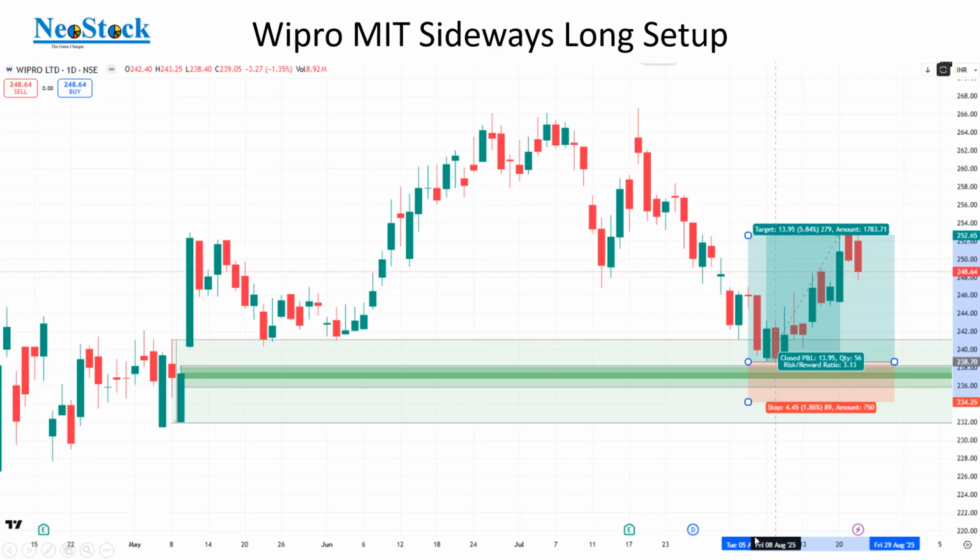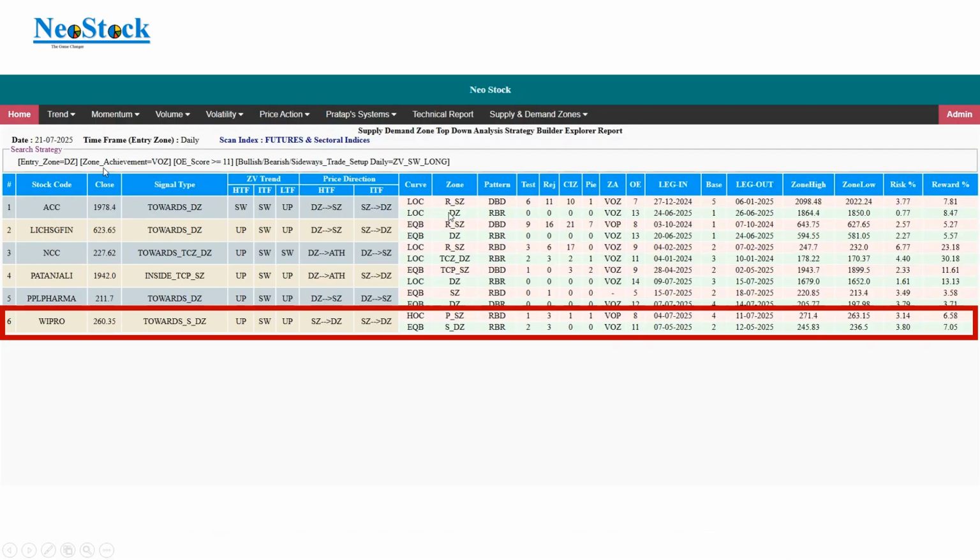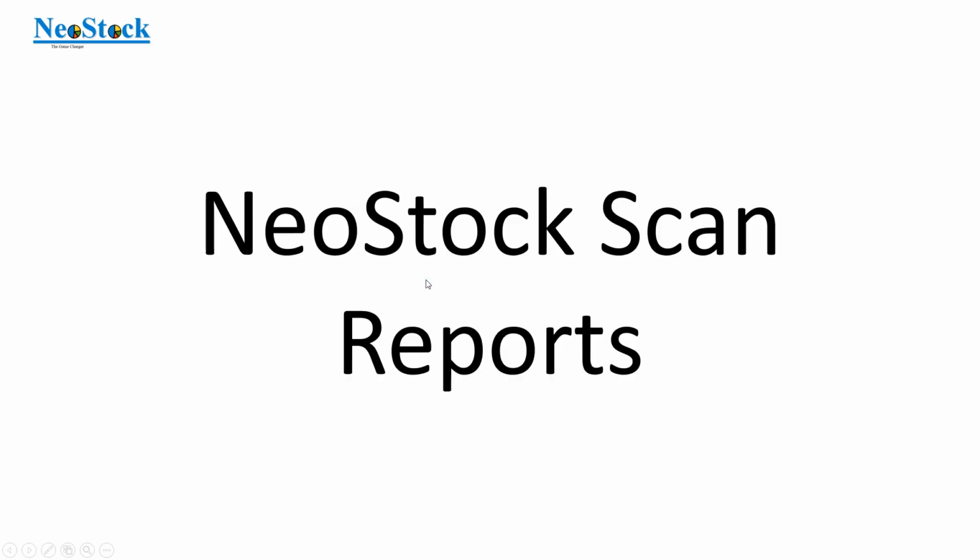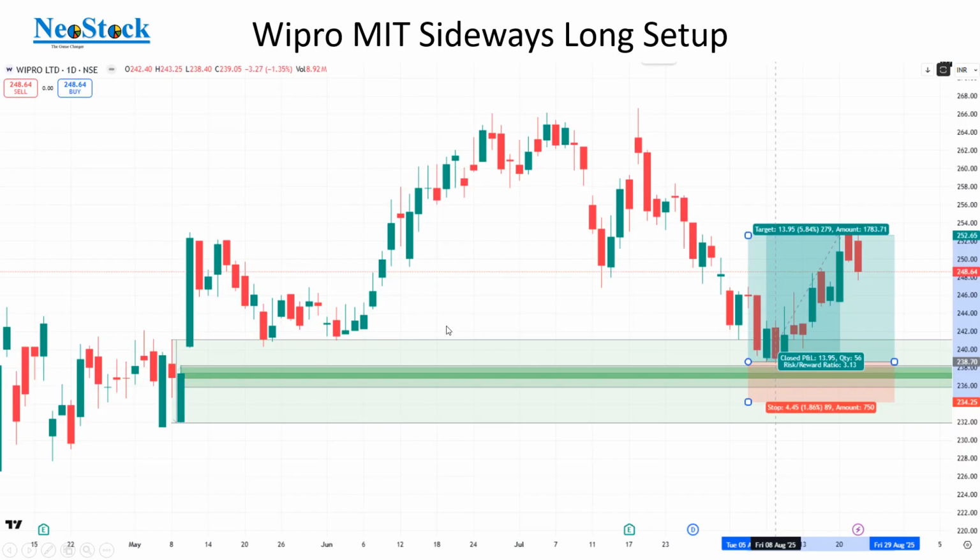See here, we got a trade on 8th August 2025. When is this report? 21st July 2025. So somewhere here is 21st July, and prices took some more days to reach, and finally it gave a trade. Why are we taking it? Because it is having a fine-tuned 5-minute zone.